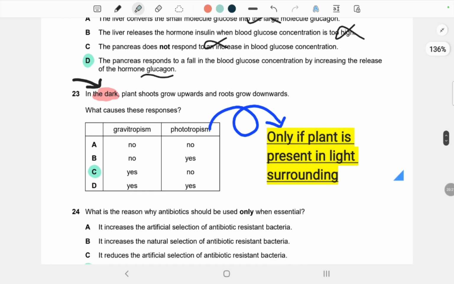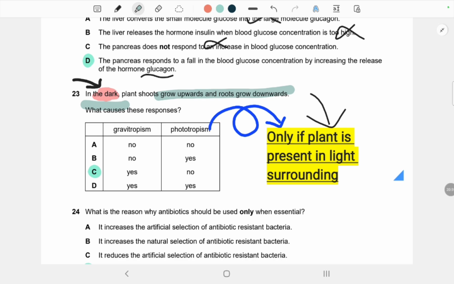Now, question 23. In the dark, plant shoots grow upwards and roots grow downwards. Basically, what causes these responses? Gravitropism, of course, because when the root grows downwards, it's gravitropism. But you will ask me, why? We always said that plant shoots follow phototropism, but only when the plant is in light conditions. In the question, it made it clear: it is in the dark. So basically, phototropism will only occur if the plant is placed in a light surrounding.